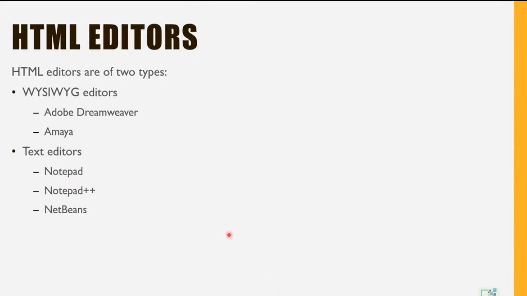Now let us talk about HTML editors. HTML editors are of two types. WYSIWYG editor, also known as what you see is what you get editor. Some examples are Adobe Dreamweaver, Amaya, and text editors. Some examples are Notepad, Notepad++, NetBeans. The basic difference is in the first type of editor, it is more like a drag and drop thing. So you can easily create HTML page using this, but we prefer using the text editor as it gives more control to the programmer and we get to learn more code.